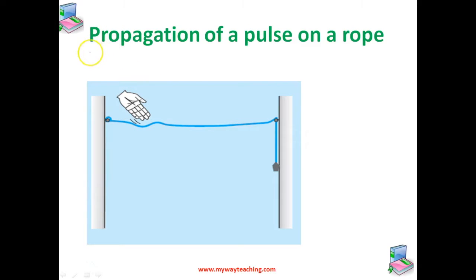In this part, let us study the propagation of a pulse on a rope. It is a simple example, or we can say observation. You can easily see the motion of a pulse on a rope. You can also see its reflection from a rigid boundary, and you can measure its velocity of travel.